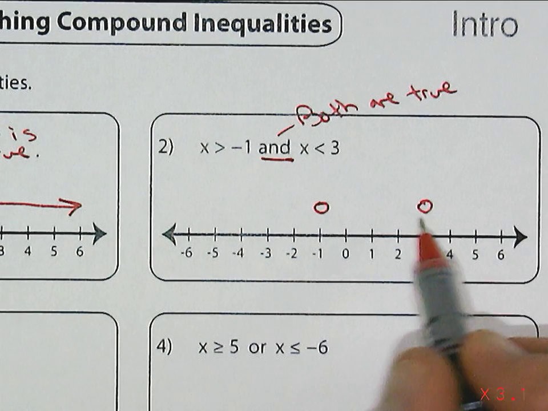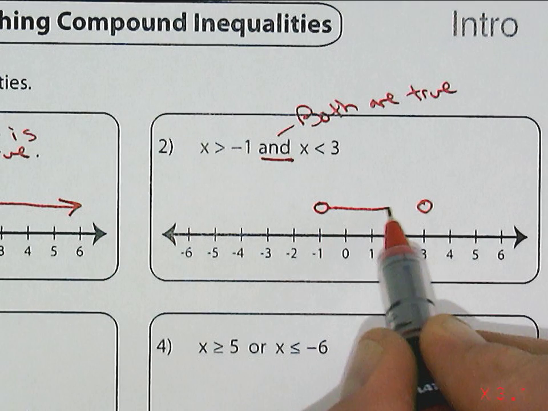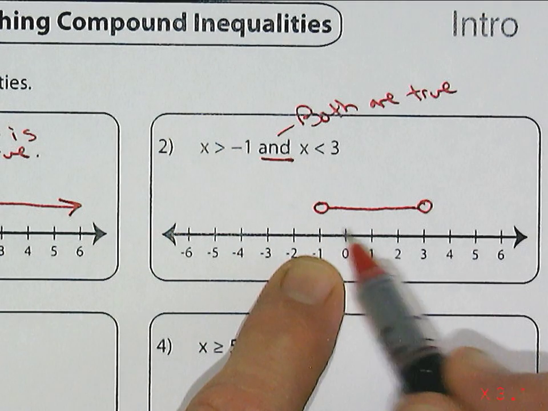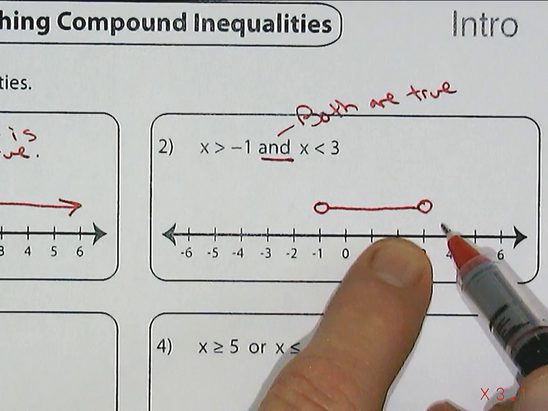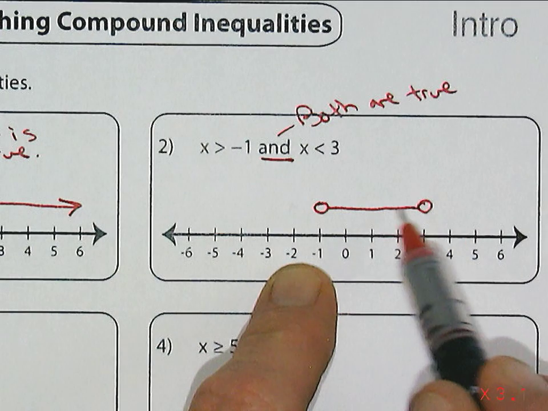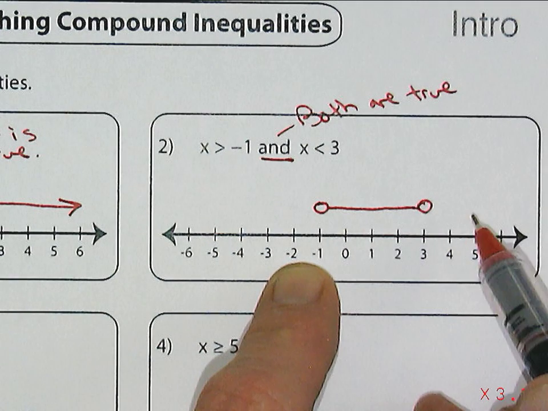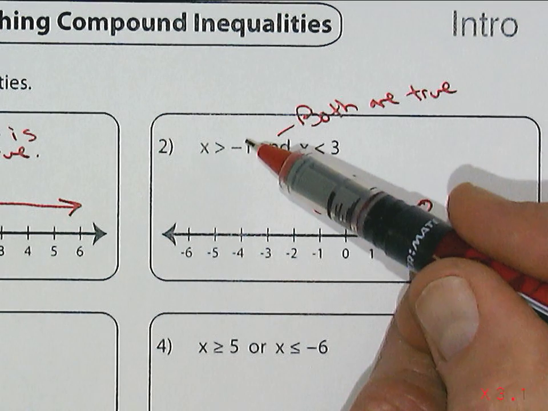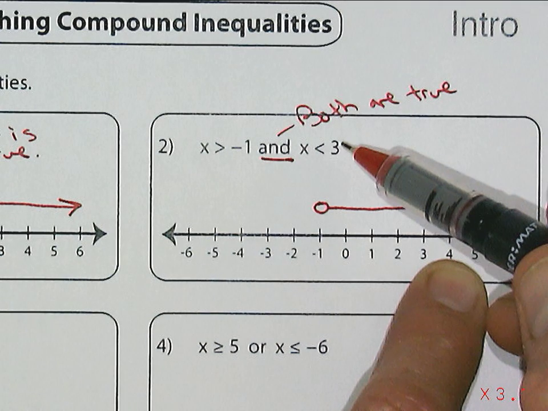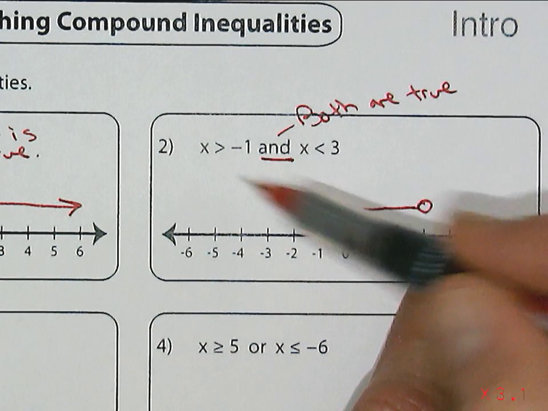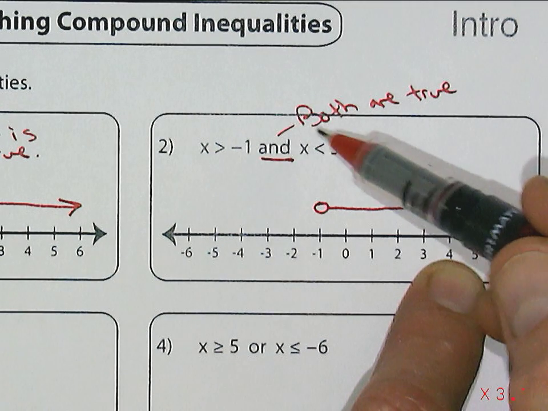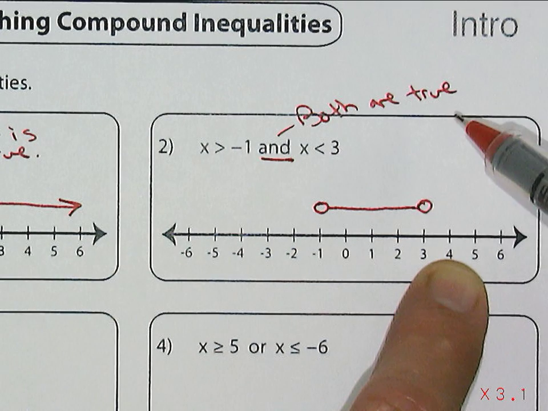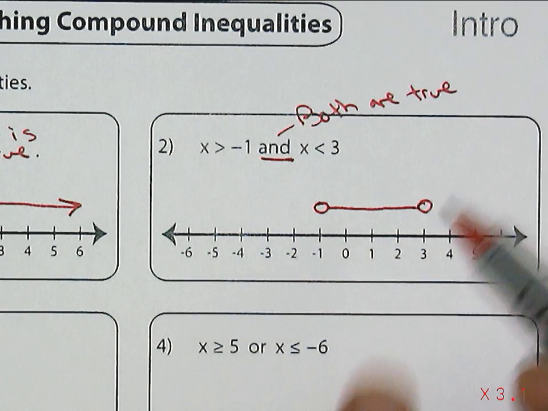For both of those to be true, the only place that is true is in between those two. So for x to be greater than -1 and less than 3, these are the only numbers that work. If I pick a number beyond that, like x is 4, well, 4 works for x greater than -1, but it doesn't work for x less than 3. So the number 4 would not fit this compound inequality because it only works for one of the two. In the case of and, both have to work. So this is the representation of that.